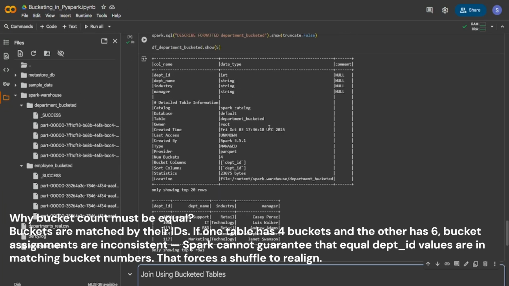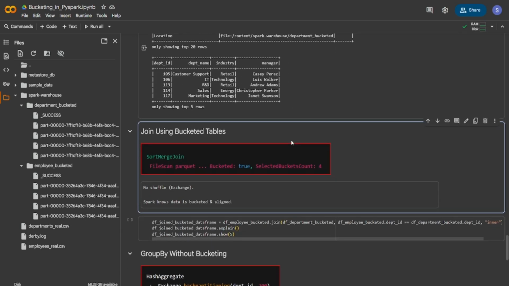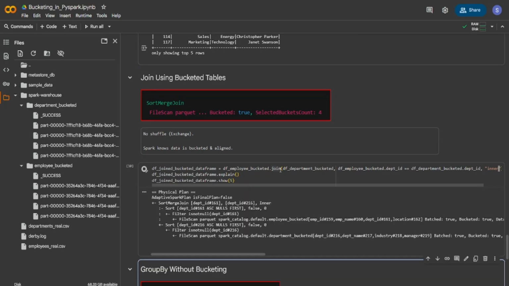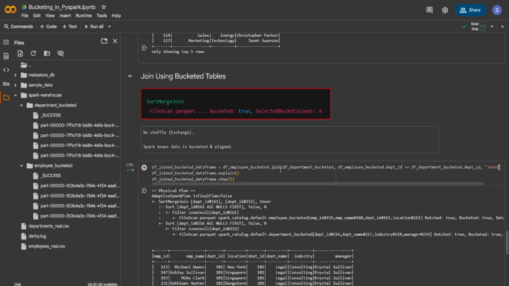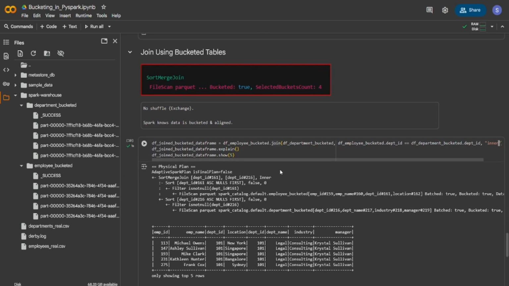Now, both tables, employee and department, are bucketed on the same column, that is department ID, and sorted internally with the same bucket count 4. This is the prerequisite for the performance optimization. Next, we join the two newly bucketed tables and let's examine the physical plan to observe the optimization.